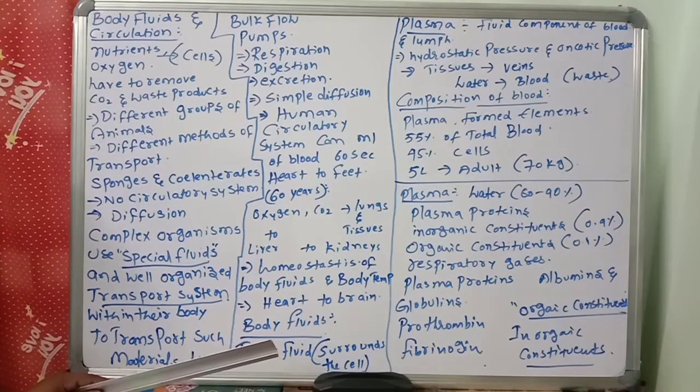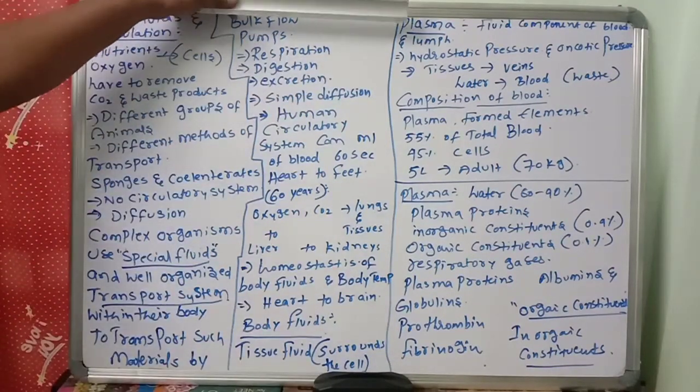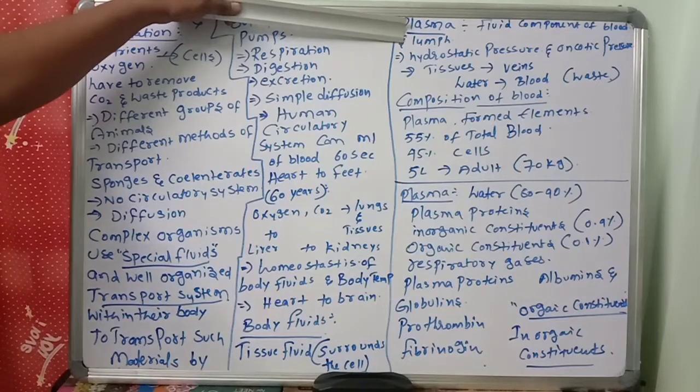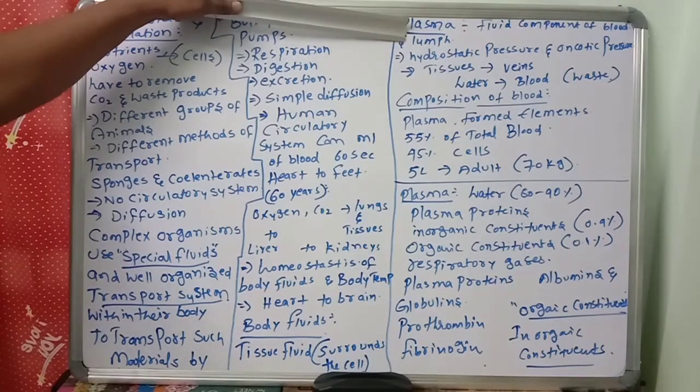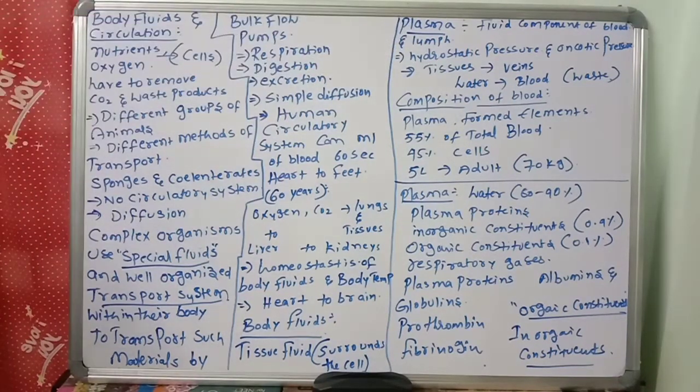The three types of extracellular fluids: number one, the interstitial fluid, the tissue fluid surrounding the cells. Then plasma, the fluid component of the blood. And another one is lymph. This is very important. So these are all the things you have to remember.